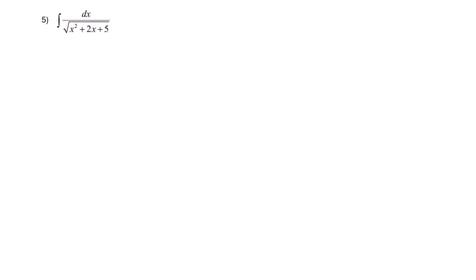All right, example number 5 is as follows. We want the integral of, the numerator is dx, and then under it in the denominator is the square root of the quantity x squared plus 2x plus 5.